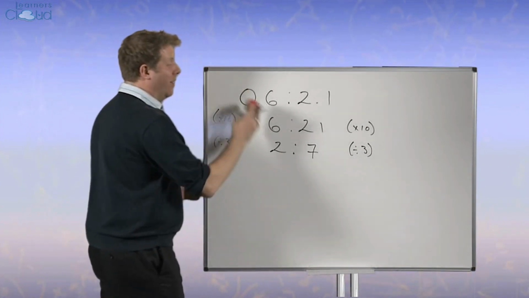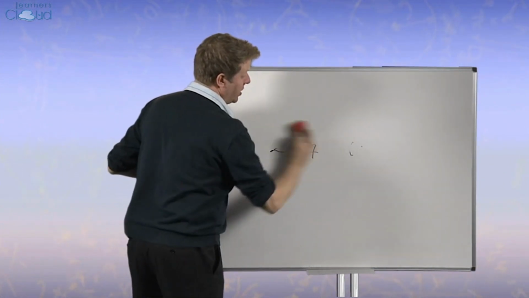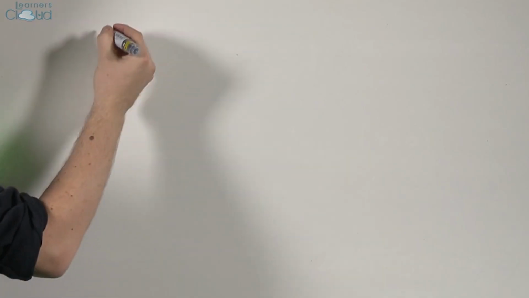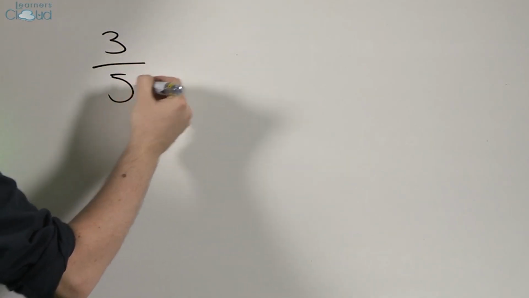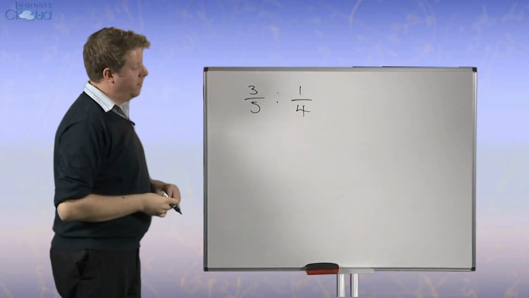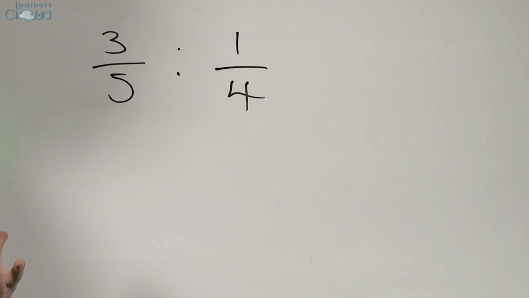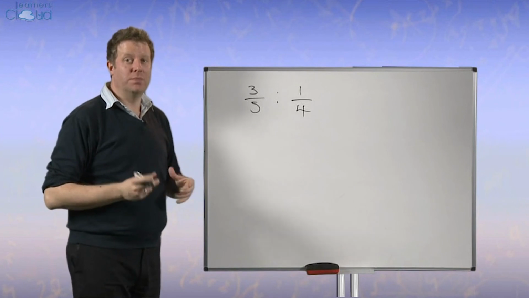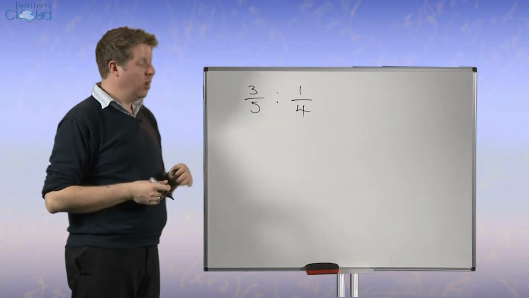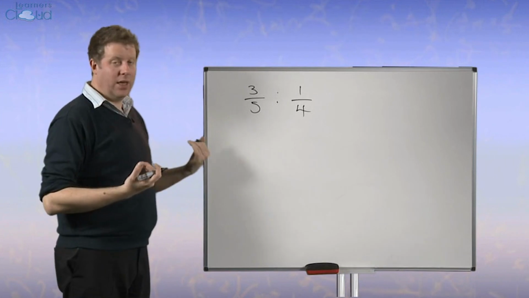Now, if I have one that has fractions in it instead of decimals, again, there's a slightly different method for working it out. Let's have 3/5 to 1/4. Now, just in the same way as we wanted to get rid of the decimal points, we want to get rid of the denominators on the fractions here. So what we're going to do is multiply the fractions by their lowest common multiple, which if we look at the two here, is 20.